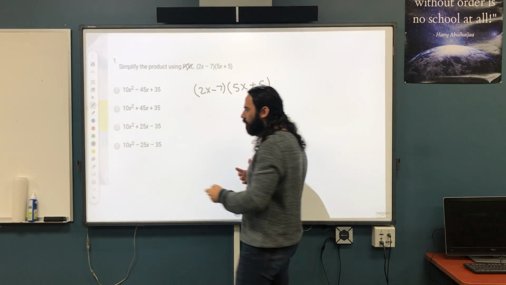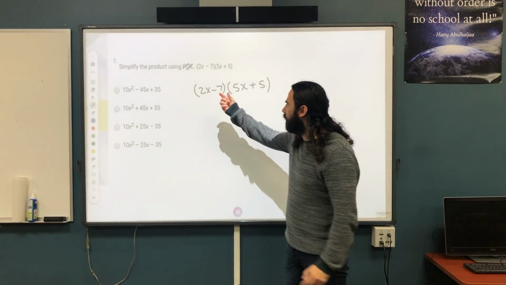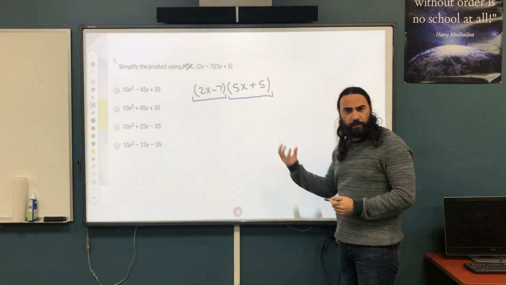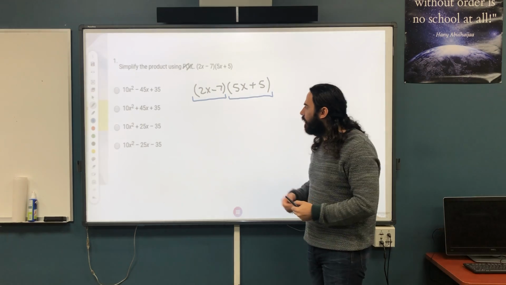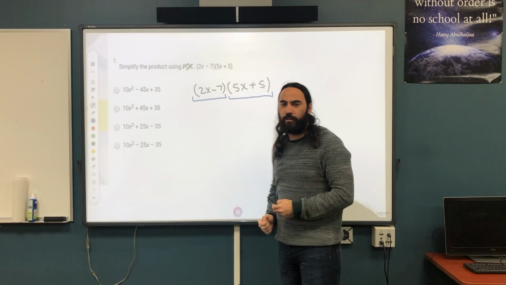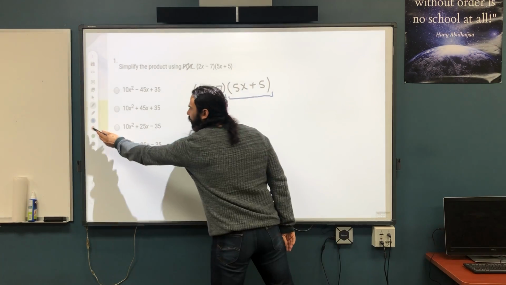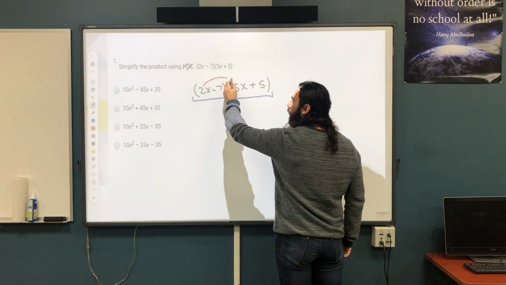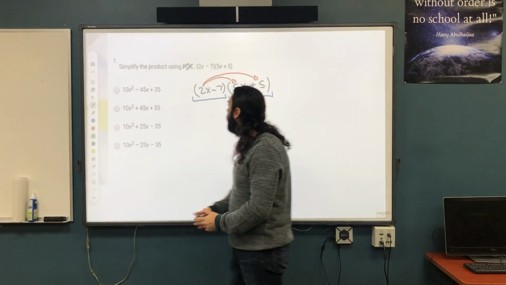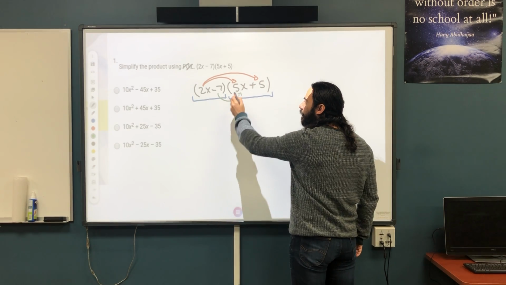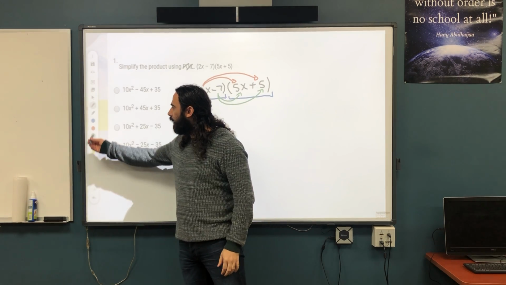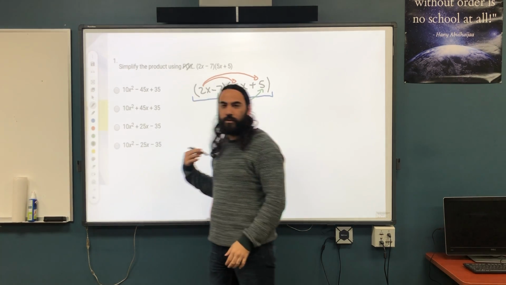As you can see, we have two binomials. This is the first one, and this is the second one. We need to simplify, which means we need to multiply. Because we have two terms here and two terms here, we're going to have 4 multiplications. The first two are the 2x times the 5x, then the 2x times the 5. And the other two are the negative 7 times the 5x, then the negative 7 times the 5. After that, all you need to do is just solve it.